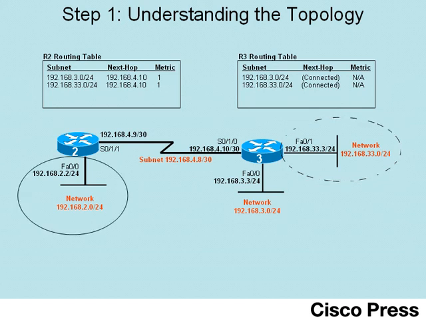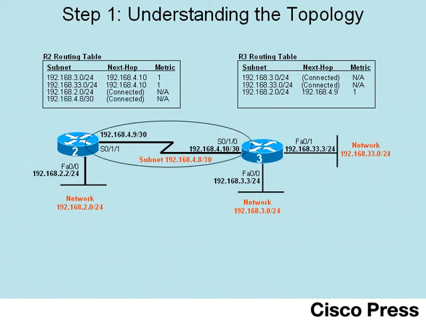This same kind of thing happens over on R2. R2 is connected to network 192.168.2.0, so R2 has a connected route to reach that network. R2 advertises that route to Router 3, so Router 3 has a route to reach that network with next hop address 192.168.4.9, which is Router 2's serial IP address. Finally, both R2 and R3 are connected to subnet 192.168.4.8 with a /30 mask, as you see there.